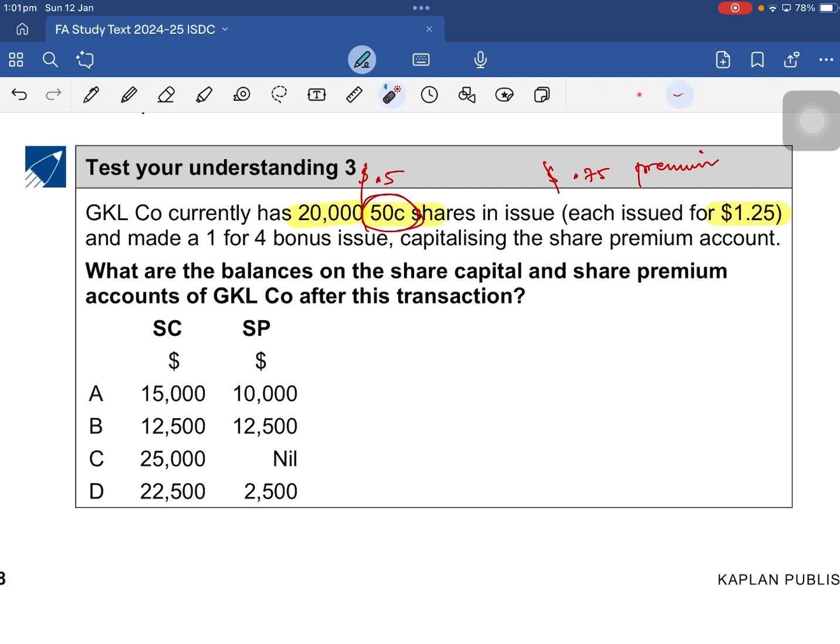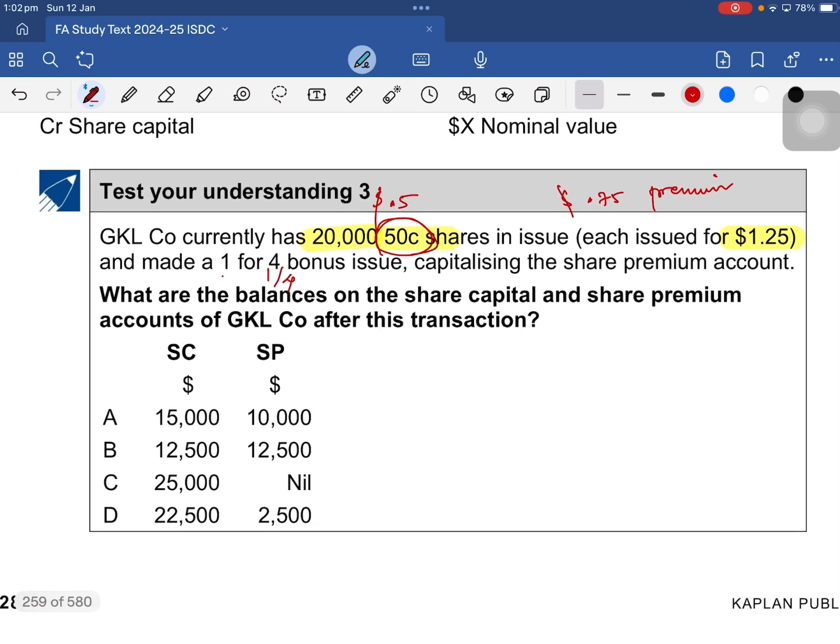So the problem is they did a bonus issue now, right? And the bonus issue they did was 1 for 4. Understood? So keep it there. Now you can do it two ways. Either you can do it by creating each journal entry, which is a big process, so I don't encourage that. Instead, we are going to make two columns, one for share capital and the other for share premium.